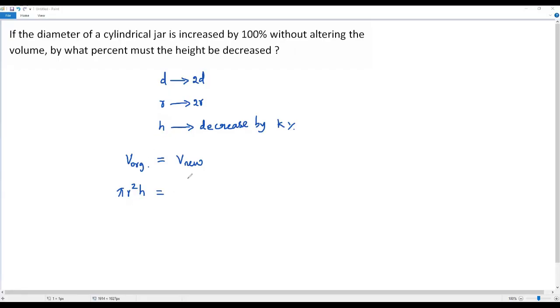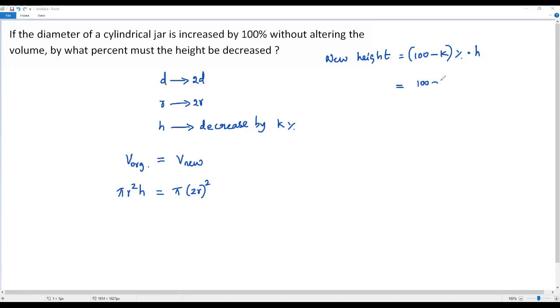Now let's get the volume of the new cylinder, that is pi times the radius of the new cylinder, 2R. At the place of R, we write 2R, the whole square, and the height, the original height H, decreased by K percent. Let me find the new height separately. Since the height is decreased by K percent, we subtract K from 100. New height equals 100 minus K percent times the original height H.